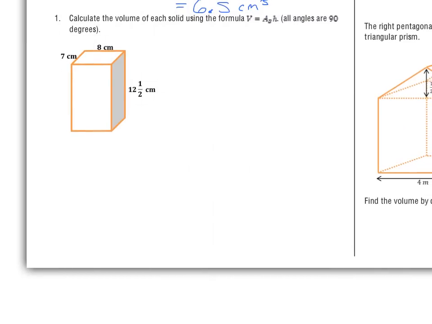Alright, so looking at the next one, it says calculate the volume of the solid using this, and it tells us all angles are 90 degrees. That's really just to tell us that this is a right prism, which means it's straight up and down. Alright, so looking at this, identify with your teammates: what is the shape of the base?